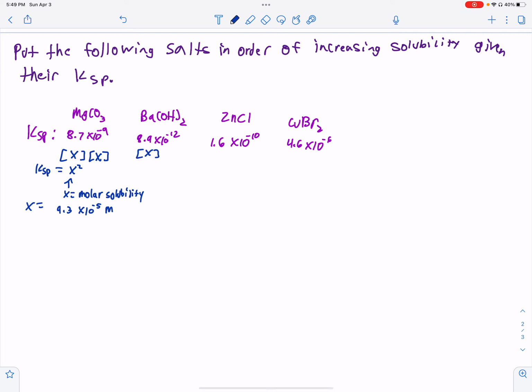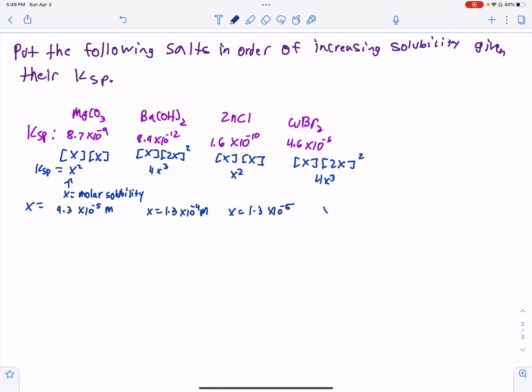Here I would get X for the barium, but 2X squared for the hydroxide. I then have a 4X cubed answer, so then the X is going to turn out to be 1.3 times 10 to the minus 4 molar. Here I have X for the zinc, X for the chlorine, which turns out to be X squared. I solve the same way, and I get that X is equal to 1.3 times 10 to the minus 5. Now I have an X for the copper, a 2X squared for the bromine, same thing as the second one, I get 4X cubed, and X is equal to 1.0 times 10 to the minus 2. Now these are all in terms of molar solubility.